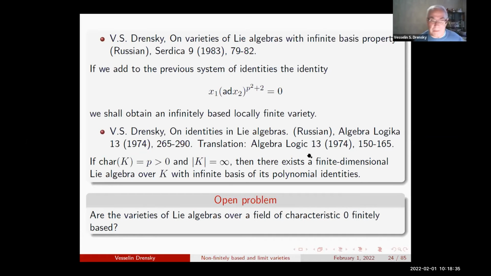And there is one more example. This is in the same paper, in which I already had the first example. In characteristic p over an infinite field, there exists a finite dimensional Lie algebra with an infinite basis of its polynomial identities. And of course, there is a very difficult open problem. What happens in characteristic 0? Are all varieties of Lie algebras over a field of characteristic 0 finitely based? For associative algebras, the answer is yes, but for Lie algebras, we don't know.